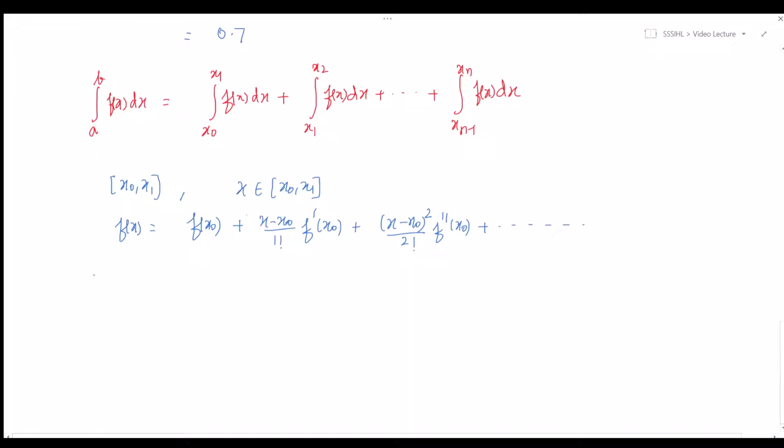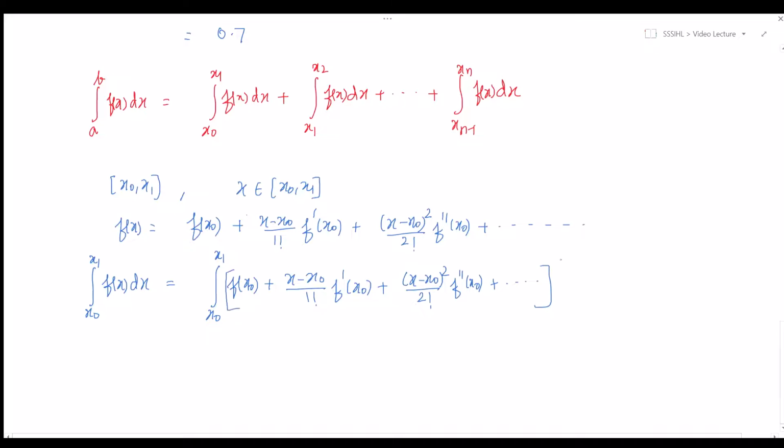So in this interval, evaluate the integral x naught to x1 f of x dx. It is going to be the integral x naught to x1 of f of x naught plus (x minus x naught) by 1 factorial into f dash of x naught plus (x minus x naught) the whole squared by 2 factorial into f double dash of x naught plus etc., dx.